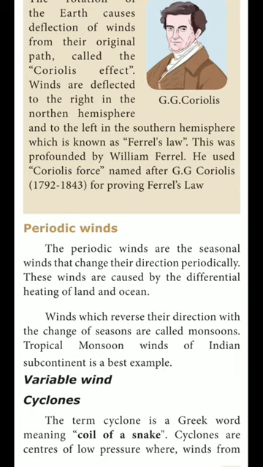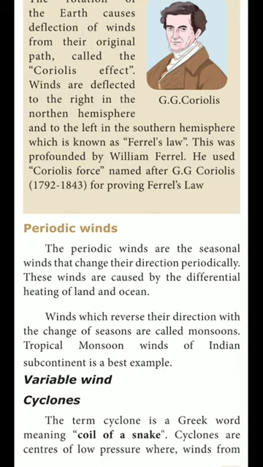The periodic winds are the seasonal winds that change their direction periodically. Next is the variable wind. The third one is the variable wind. From this heading itself we can understand it will change, isn't it? So under this heading: cyclone, tropical cyclone, temperate cyclone, extra tropical cyclone, anticyclone, etc. These are the headings under this variable wind.